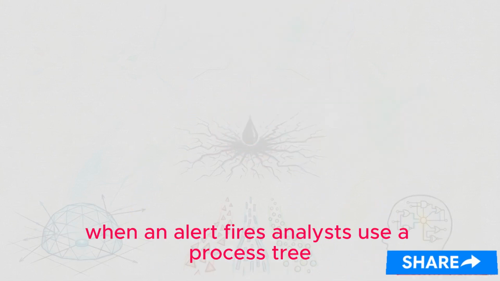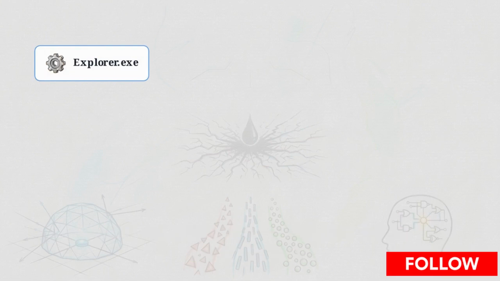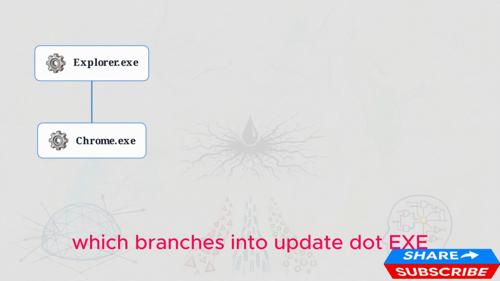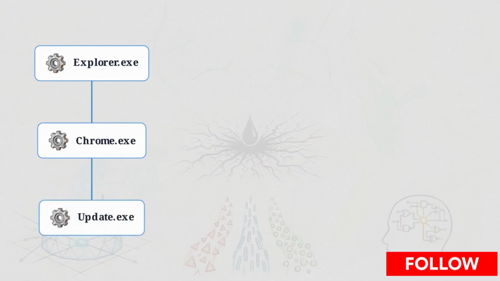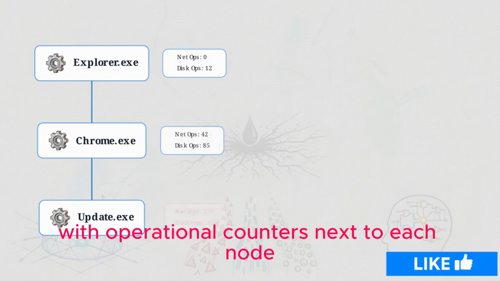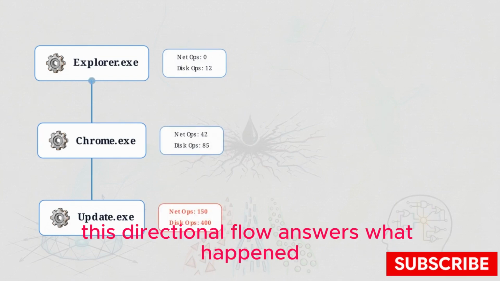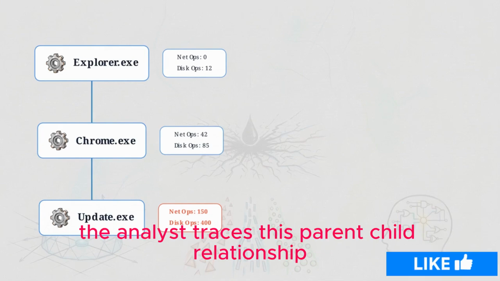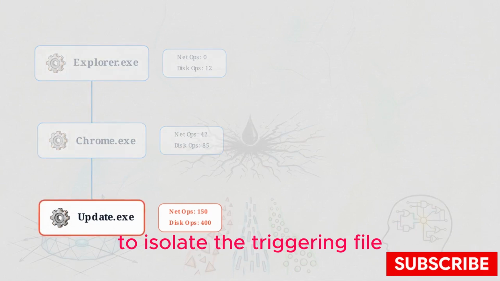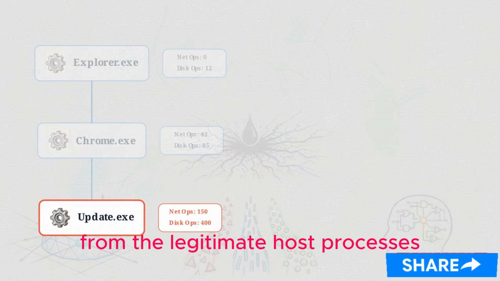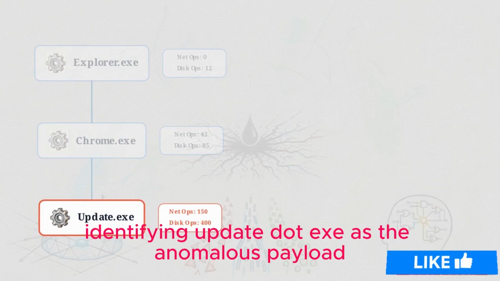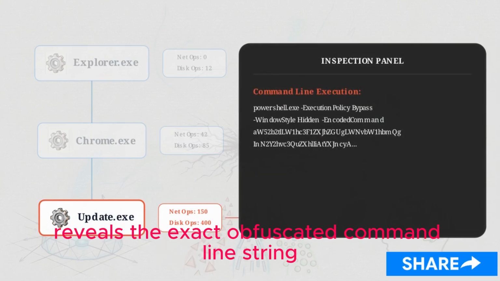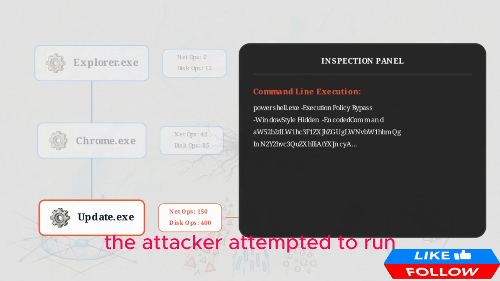When an alert fires, analysts use a process tree. We see explorer.exe branching down into Chrome, which branches into update.exe, with operational counters next to each node. This directional flow answers what happened and how far did it spread. The analyst traces this parent-child relationship to isolate the triggering file from the legitimate host processes, identifying update.exe as the anomalous payload. Expanding its side panel reveals the exact obfuscated command line string the attacker attempted to run.